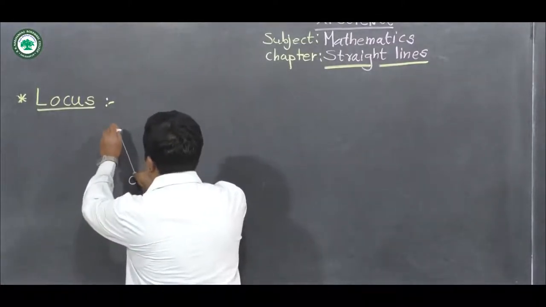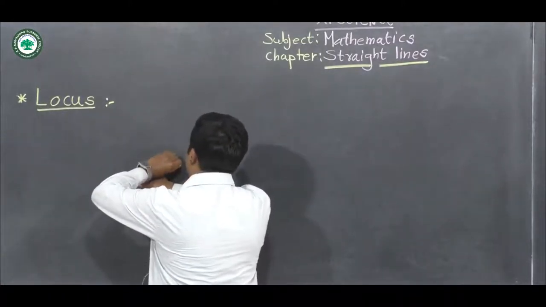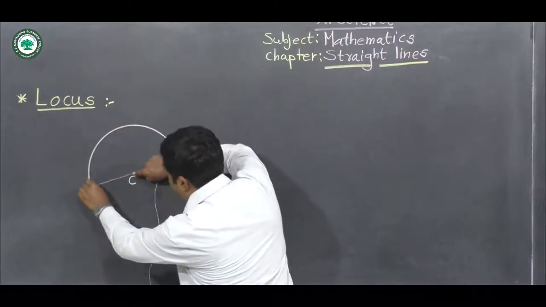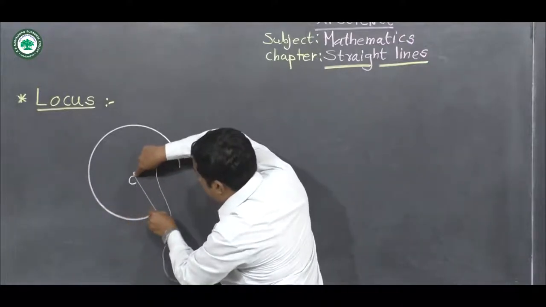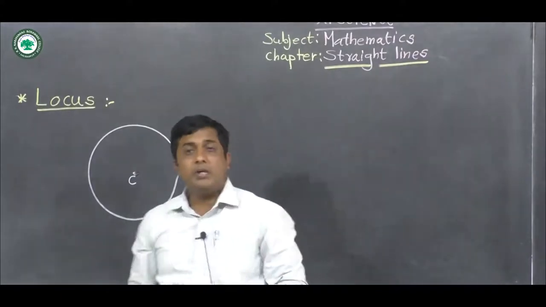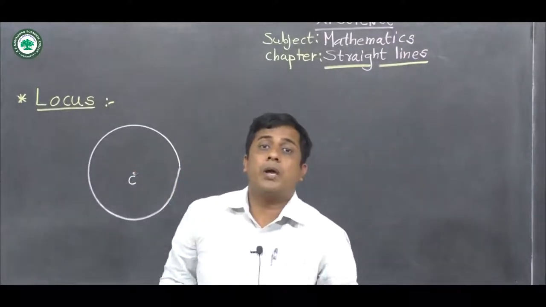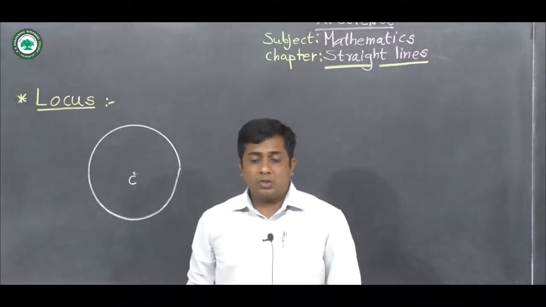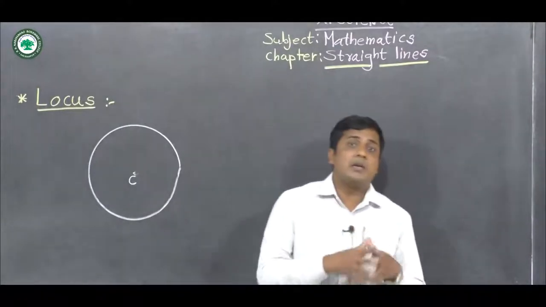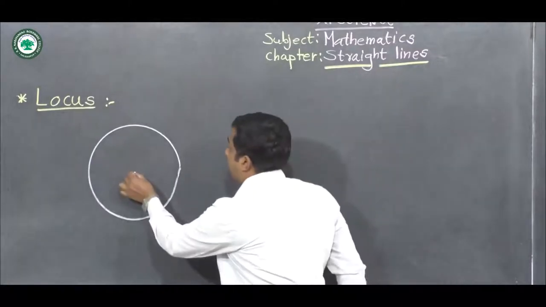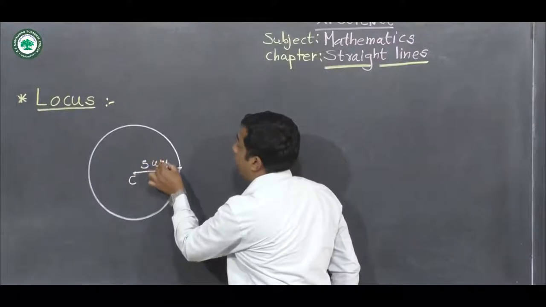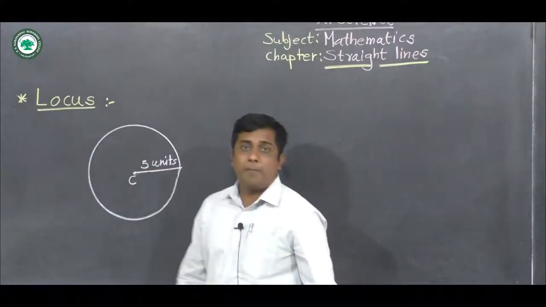Here C is the center. We consider one circle which is at a distance of 5 units, that is, the radius of the given circle is 5 units. So we have a geometrical condition for this concept, and here the radius is 5 units. This is one example.